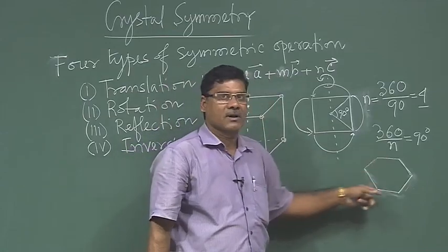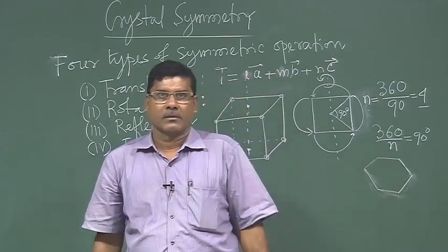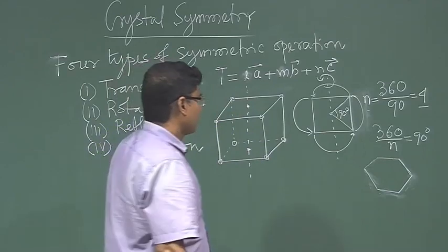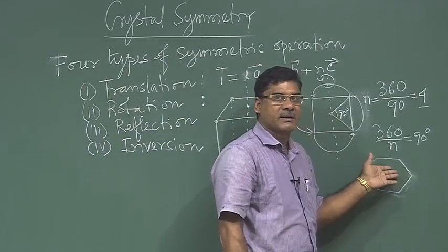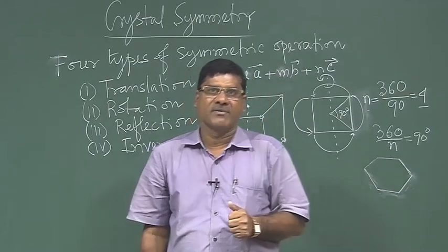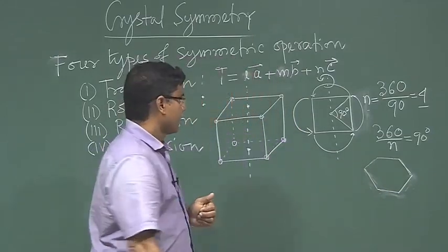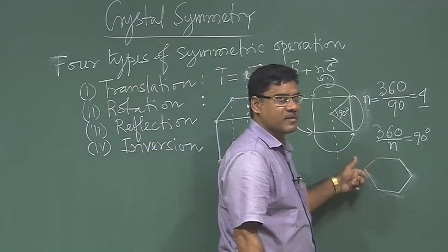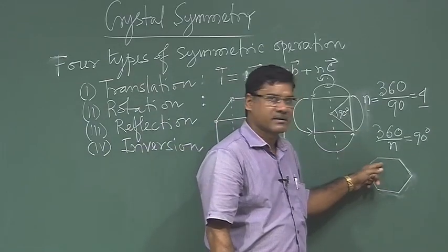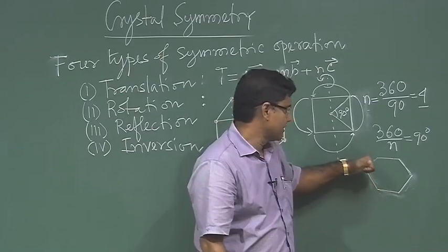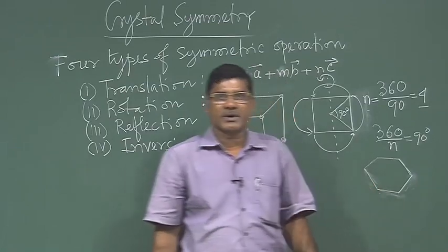So, these are hexagonal, we know this hexagonal Bravais lattice, where basically a, b, c: a and b are the same, but c is different, and two angles are the same, 90 degrees, but one angle is 120 degrees.